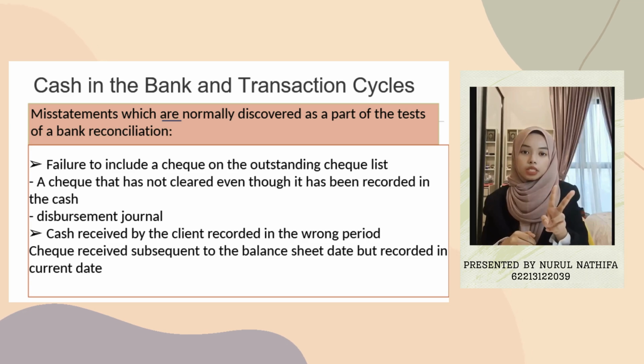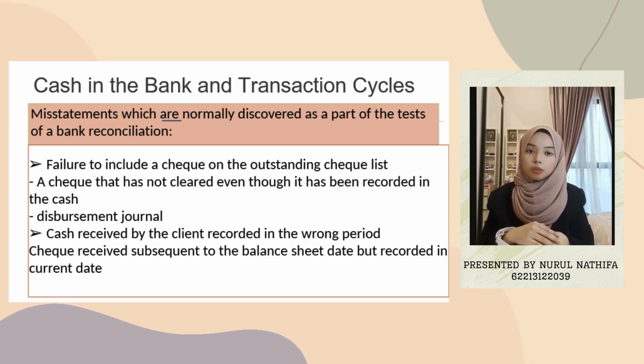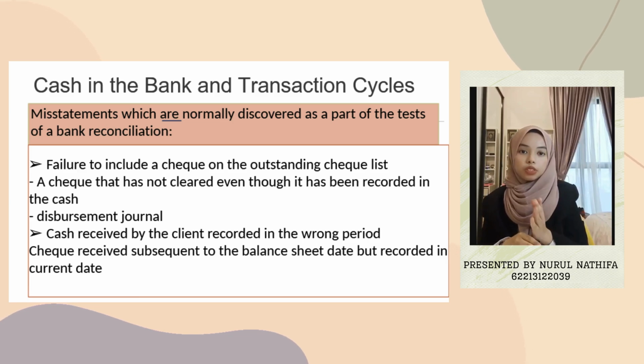The second mistake is recording cash in the wrong period. For example, if a check is received a few days after the balance sheet date, but is entered into the books as if it was received before year end, it leads to an overstated cash balance. This gives a false picture of the company's financial position at year end.